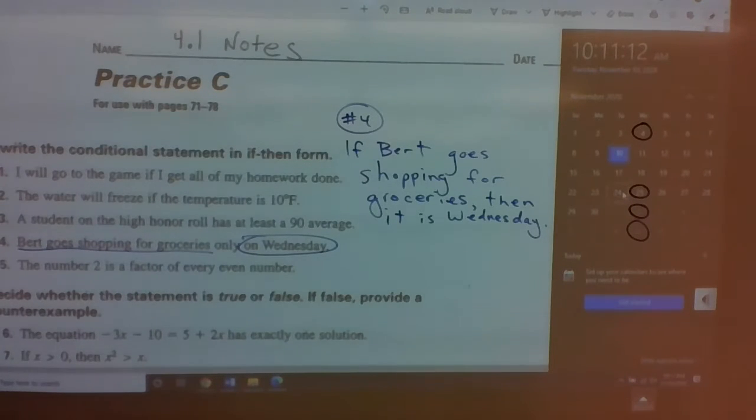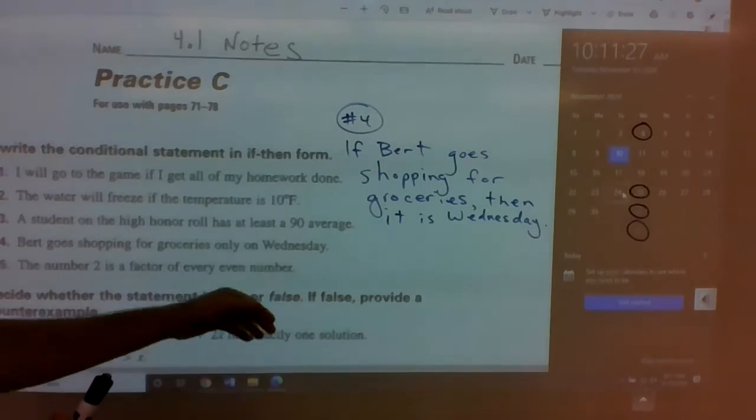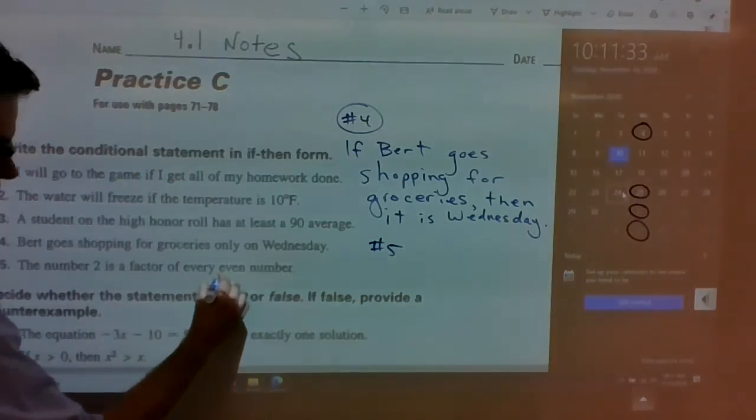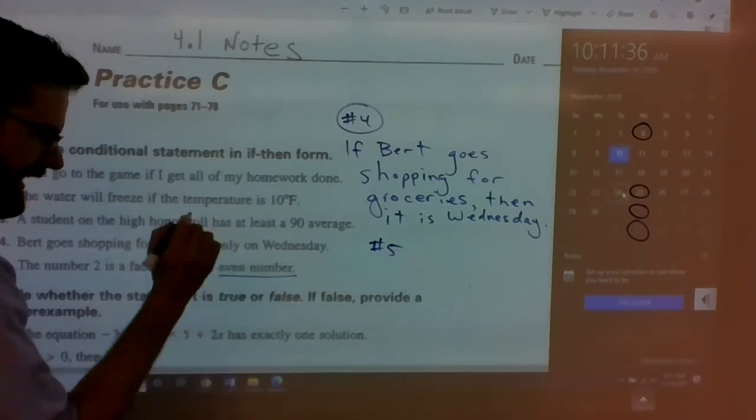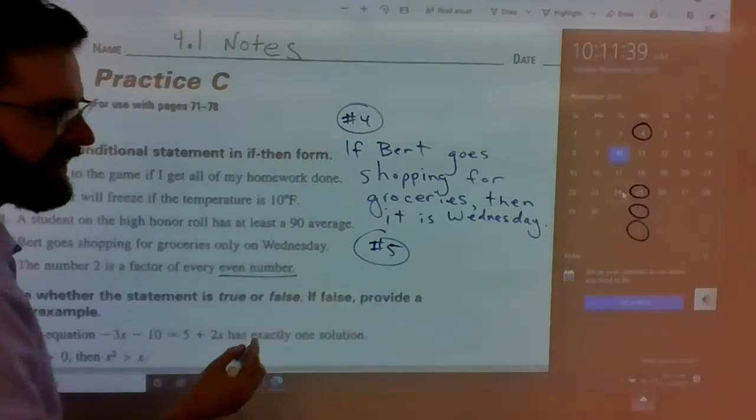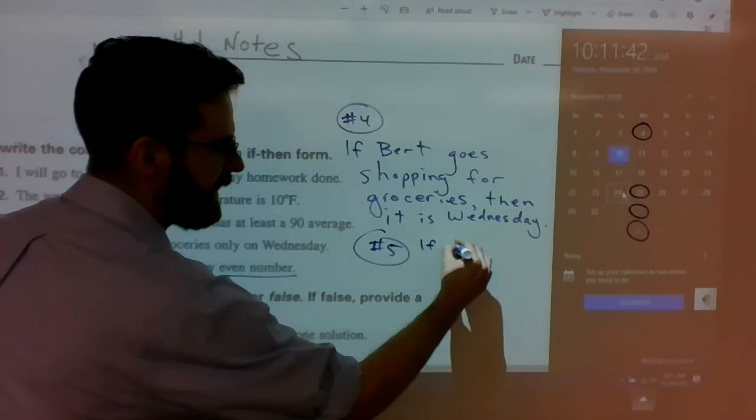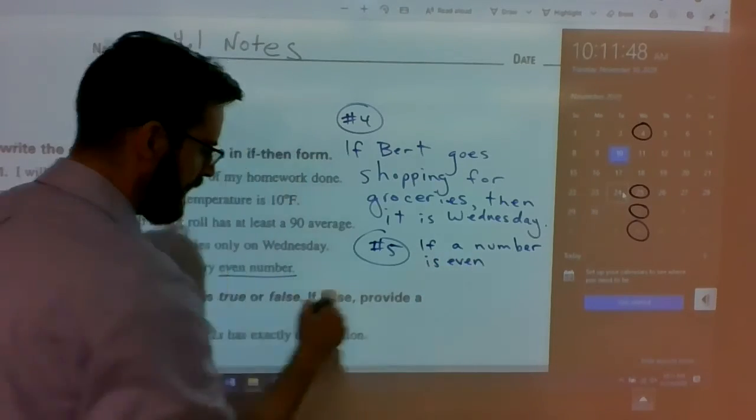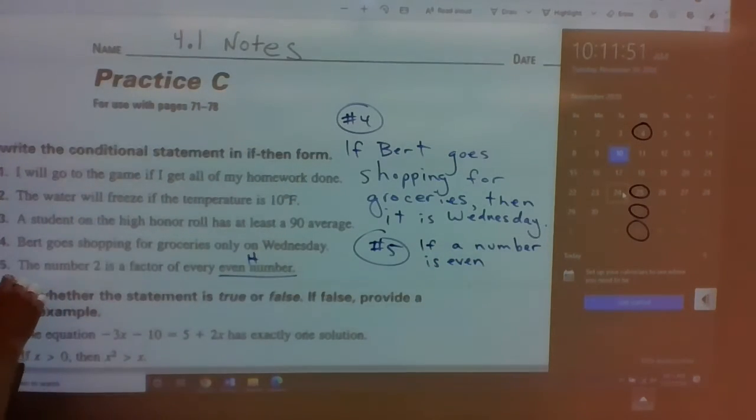And then the last one. The number 2 is a factor of every even number. So, if a number is even, then the number 2 is a factor of it. If a number is even, we can say that that is our if part. If a number is even, okay, there's our hypothesis, then the number 2 is a factor of it.